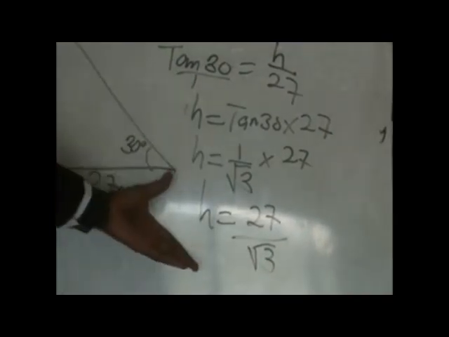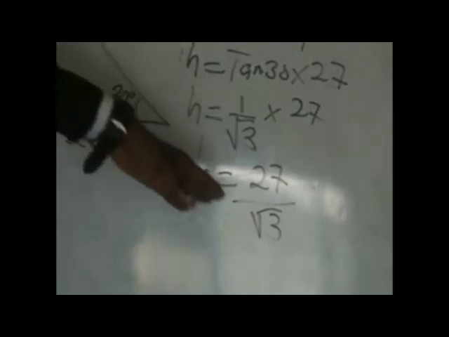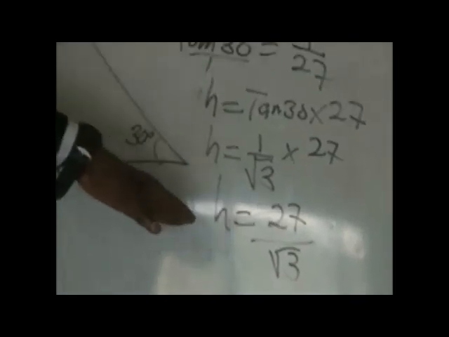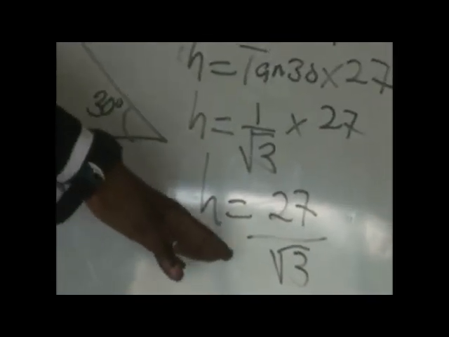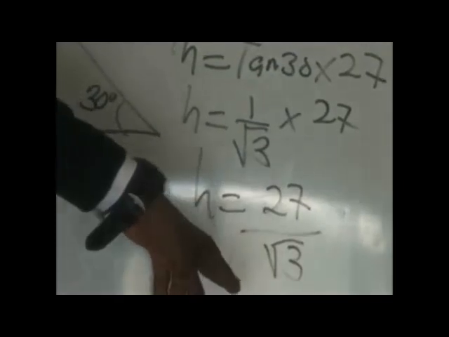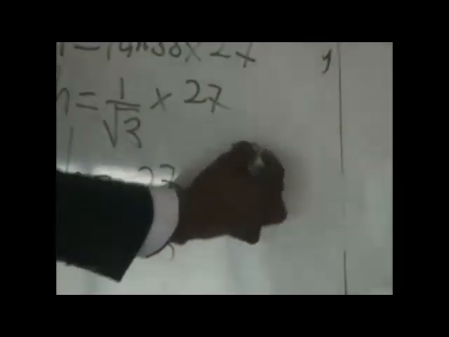This is an answer. But if you observe the options, you don't have anything like 27 over root 3, because they want us to further express it. It is not normal for you to leave a square root in the denominator. So what you simply do is rationalize. You multiply both the numerator and denominator by the denominator, root 3. By so doing, you are trying to eradicate the square root from the denominator.